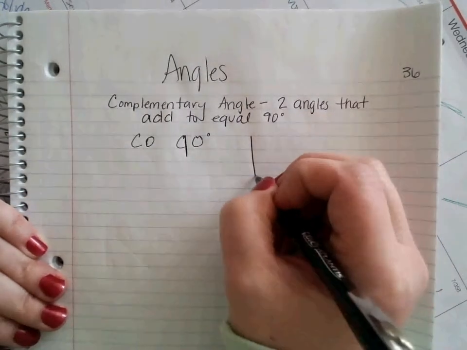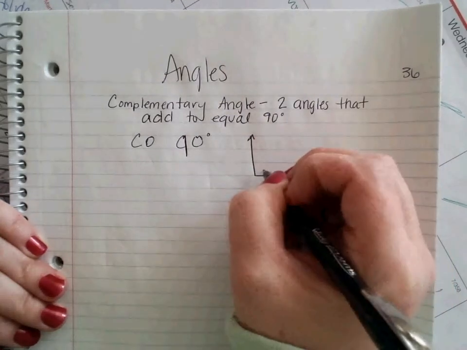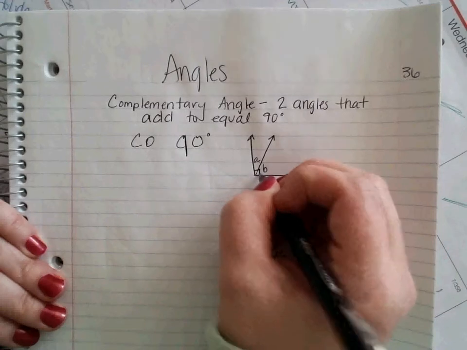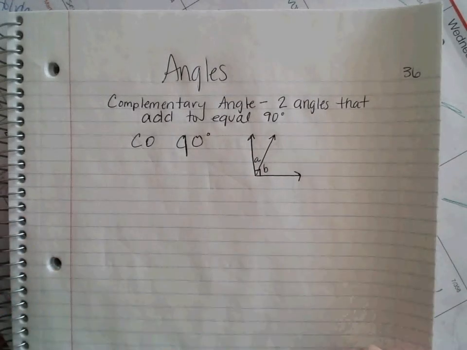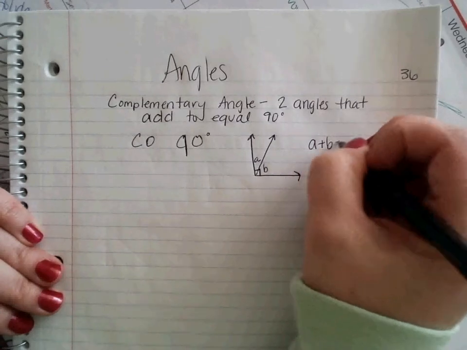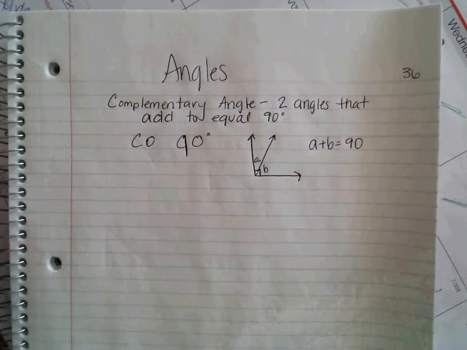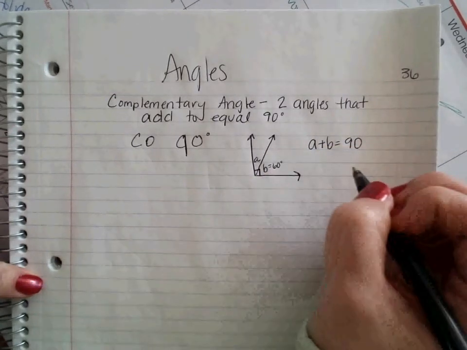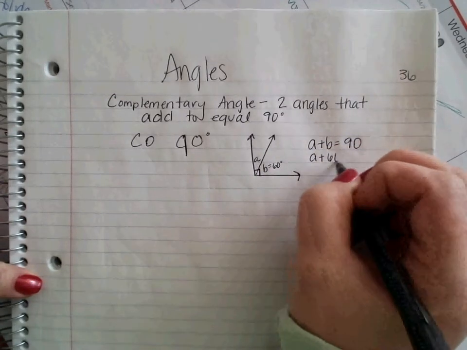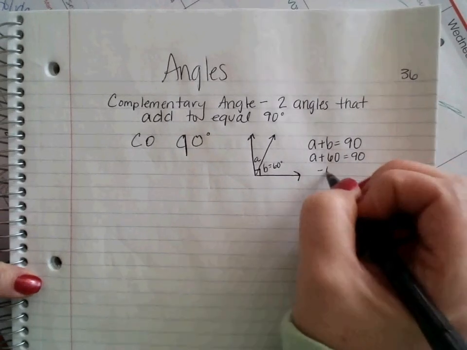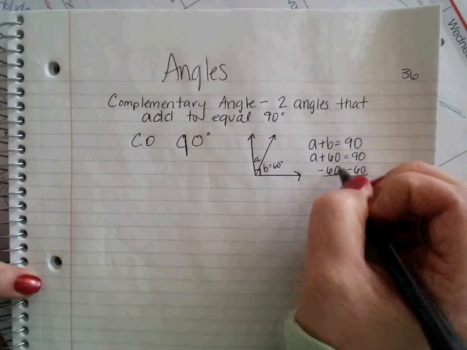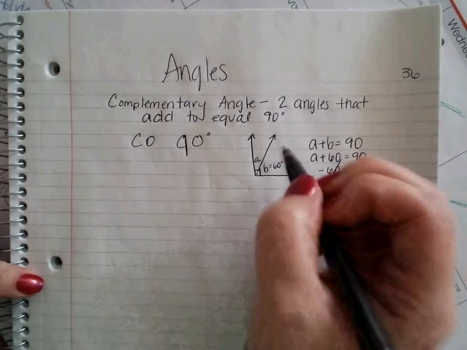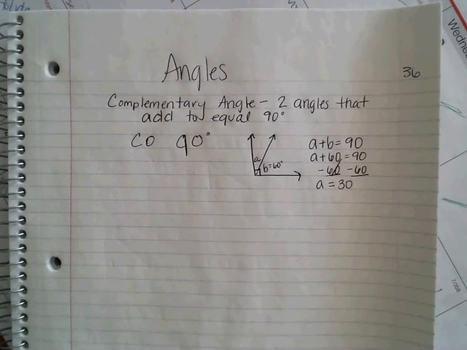So what it looks like is if I give you your angle. So I have angle A and angle B. I have my 90 degree mark. I know that angle A and B add together to equal 90 degrees. So if I said B is 60 degrees, I'm going to say A plus 60 equals 90. Got to subtract 60 from both sides, bring in those equations again. A equals 90 minus 60 is 30. So A is 30 degrees.